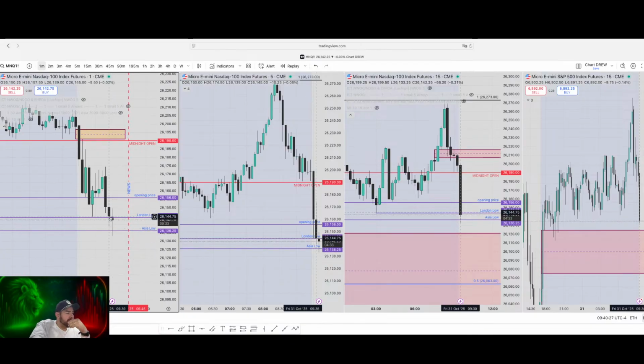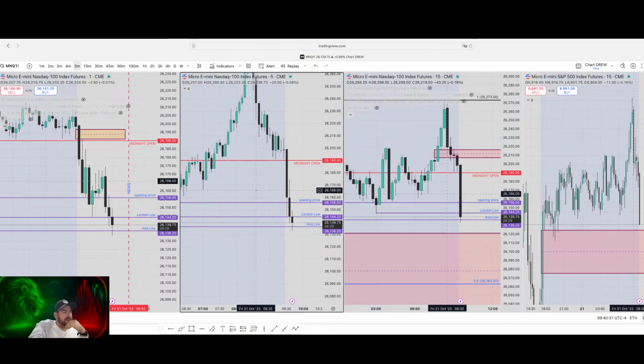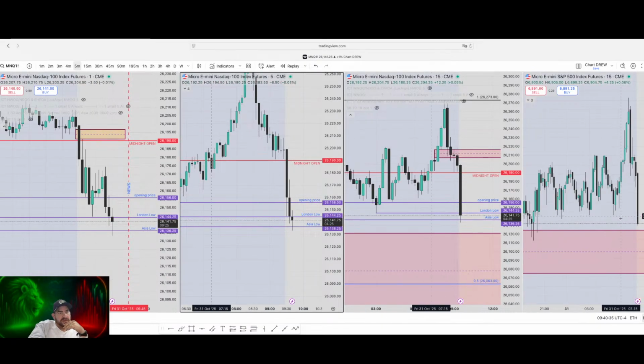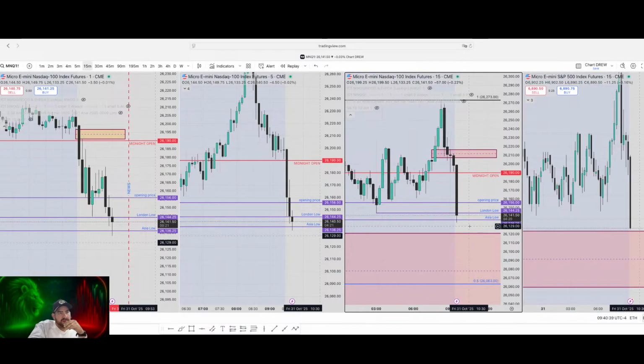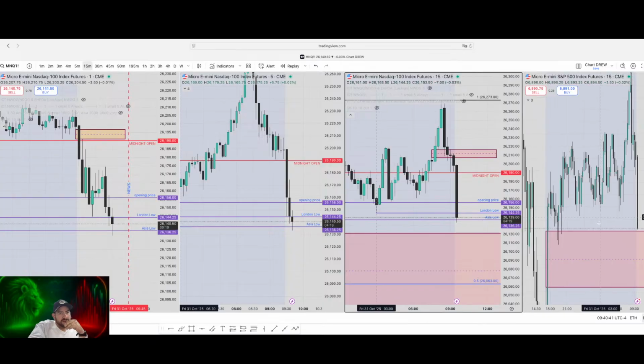Okay, we took out the London low, Asia low. That's kind of what I was expecting. Want to see it hit this 15 here, at least, and this 15 here, or either one. Either one should be. See if we take it out.